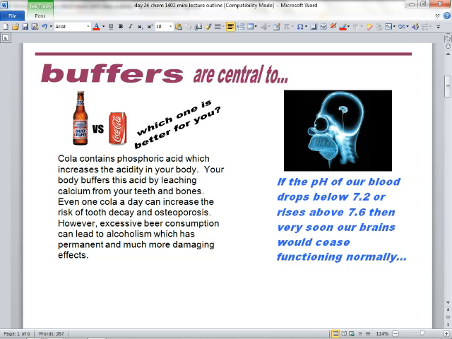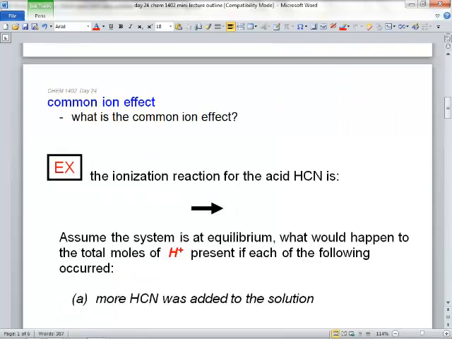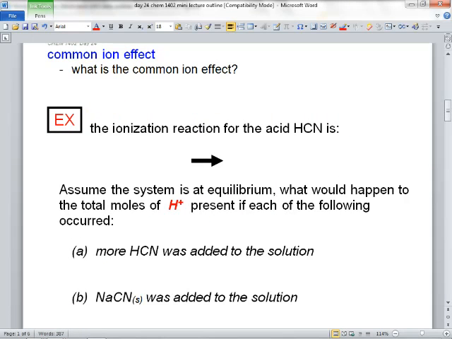It's due to the common ion effect that soda can leach all the calcium out of your bones and get osteoporosis. The argument is, is it better to drink beer instead? Well, choose your evil, right? Because you can become an alcoholic with alcohol. Well, beer's got a lot of good carbohydrates in there.